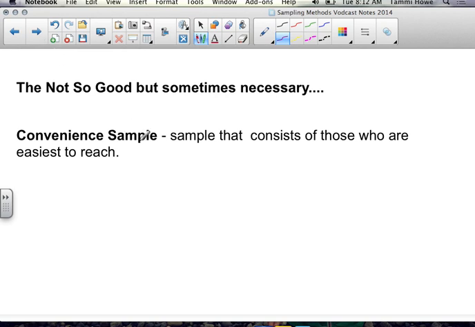So one thing that we could do is we could do a convenience sample. A convenience sample is when the sample consists of people who are easy for us to ask.